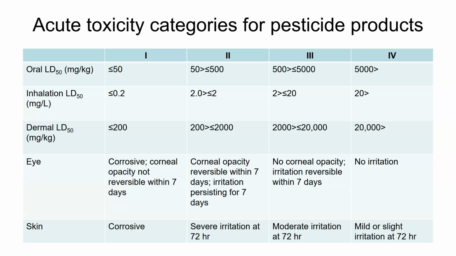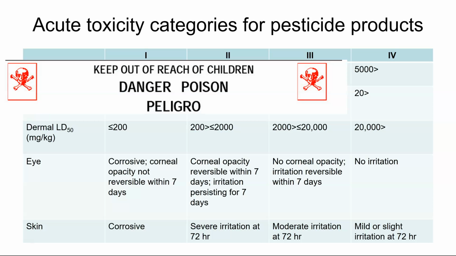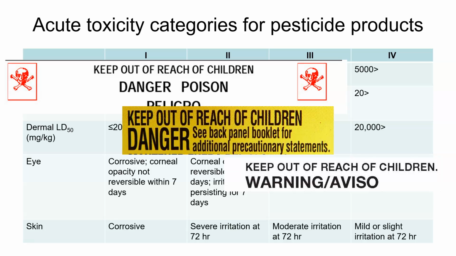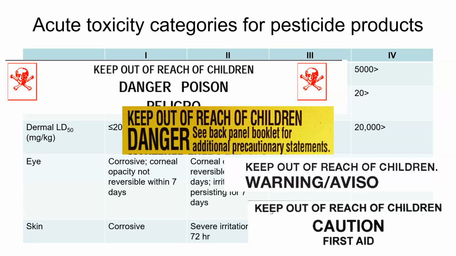So up here on oral LD50, the bottom group says if the oral LD50 is less than or equal to 50, it is considered a toxic material category 1, which means you have to have a special permit to be able to buy this. You aren't going to get this stuff. It's going to be labeled danger, poison, whereas a number 2 is going to be labeled just danger. Number 3 is going to be labeled warning. Number 4 is going to be labeled caution.